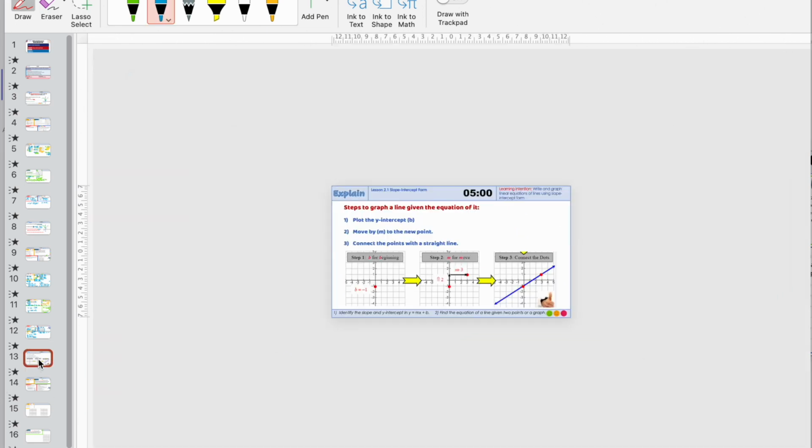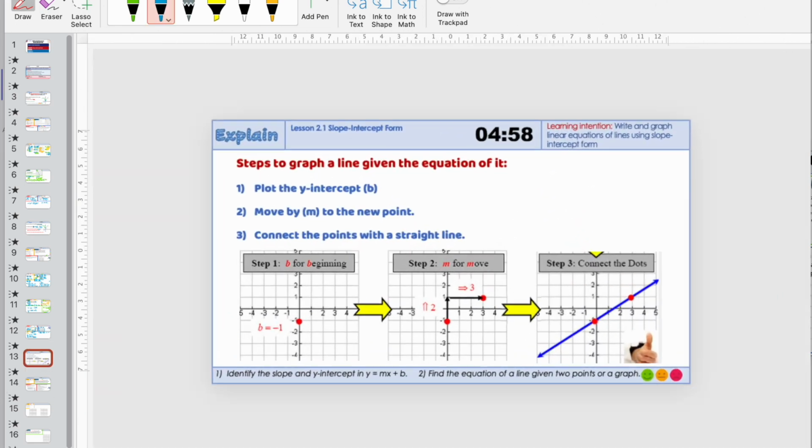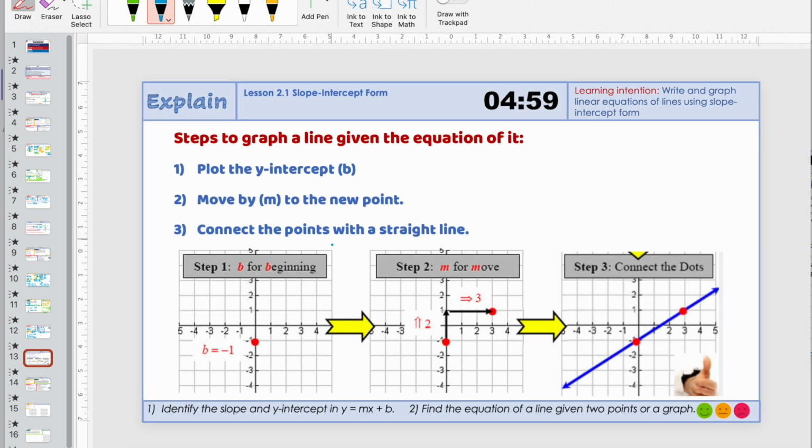Fine. Now let's go to the last idea here. What do I do when I want to graph my equation? They're going to give you an equation. First of all, you need to locate your y-intercept. So if your y-intercept is -1, go to -1 on the y-axis and put a point there. Then move by m to the new point. What does that mean? Follow the rise and run.